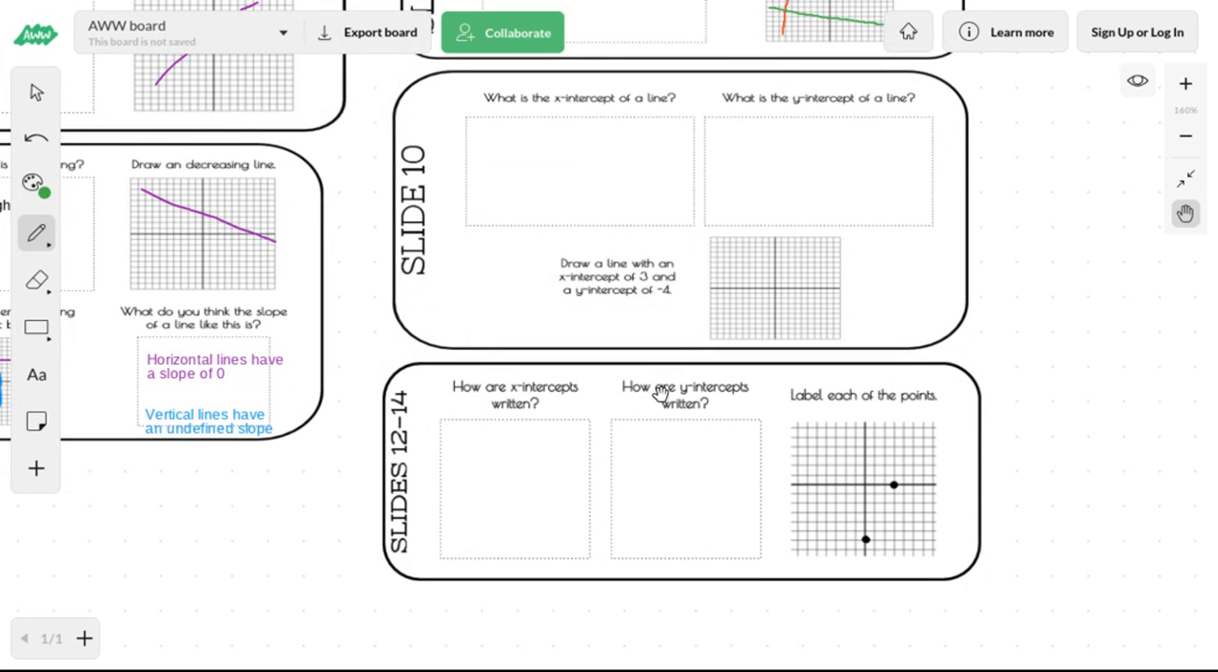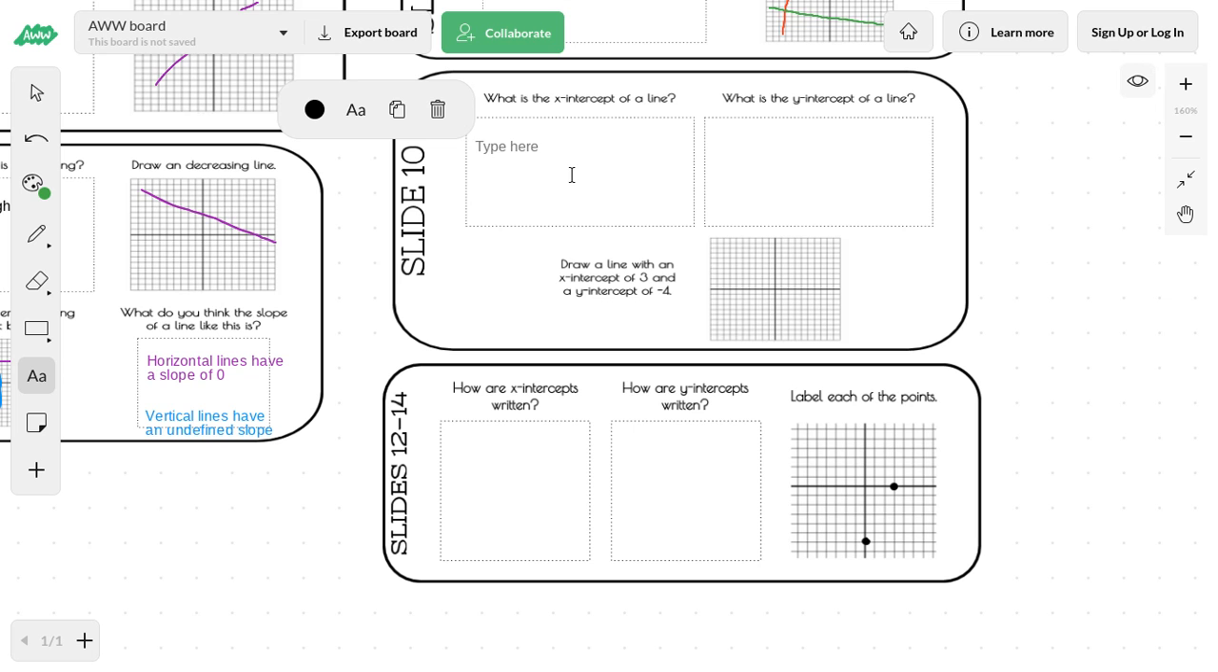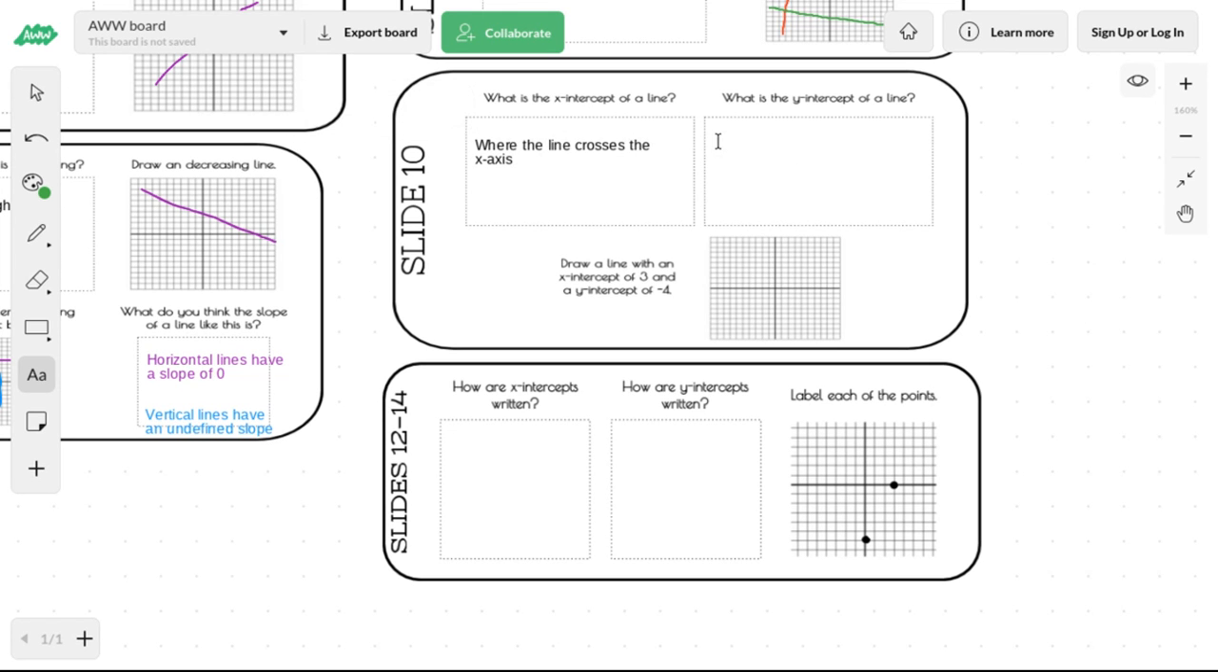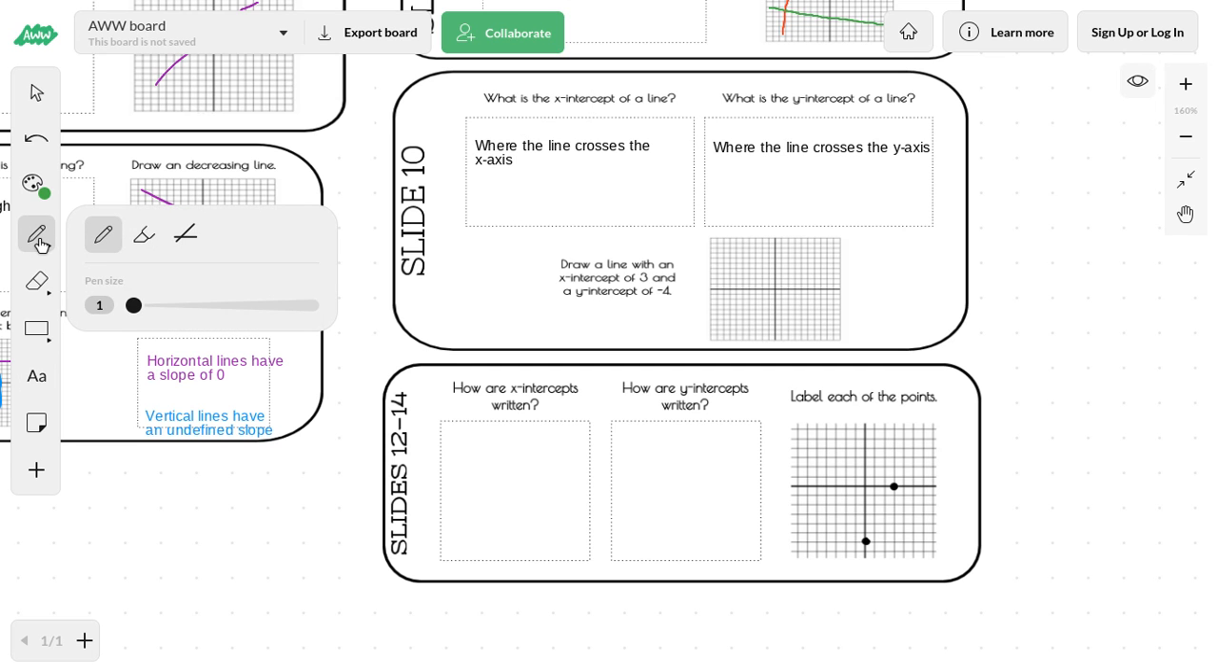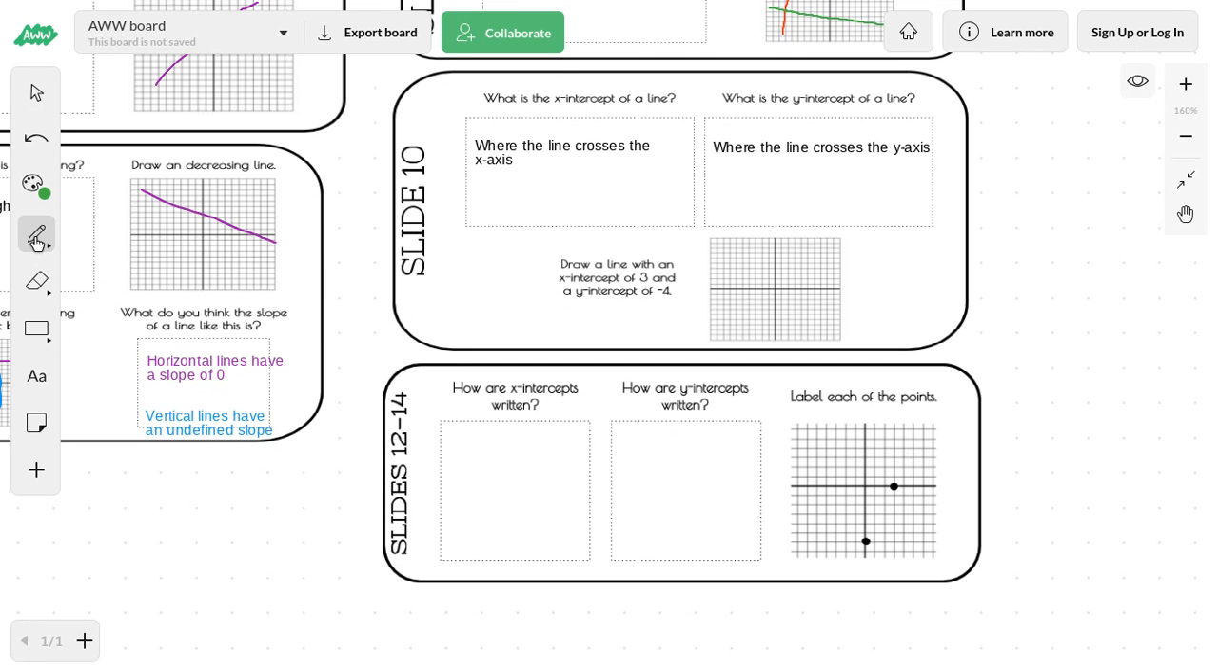And then our final part of the exploration went through our intercepts. So it asks, what is the x-intercept of a line? That is where the line crosses the x-axis. And similarly, a y-intercept is where the line crosses the y-axis. And so wherever those points are going to cross, that's where our y and x-intercepts are going to be.